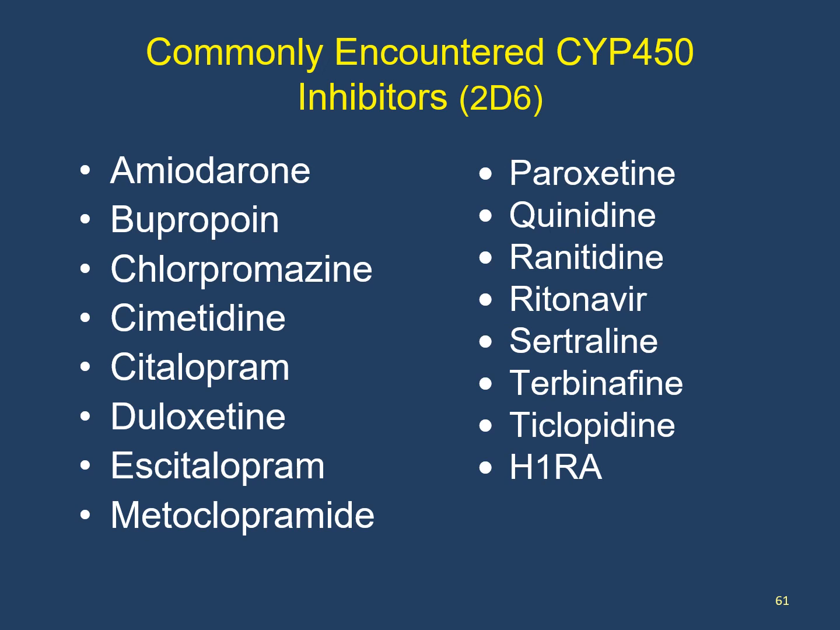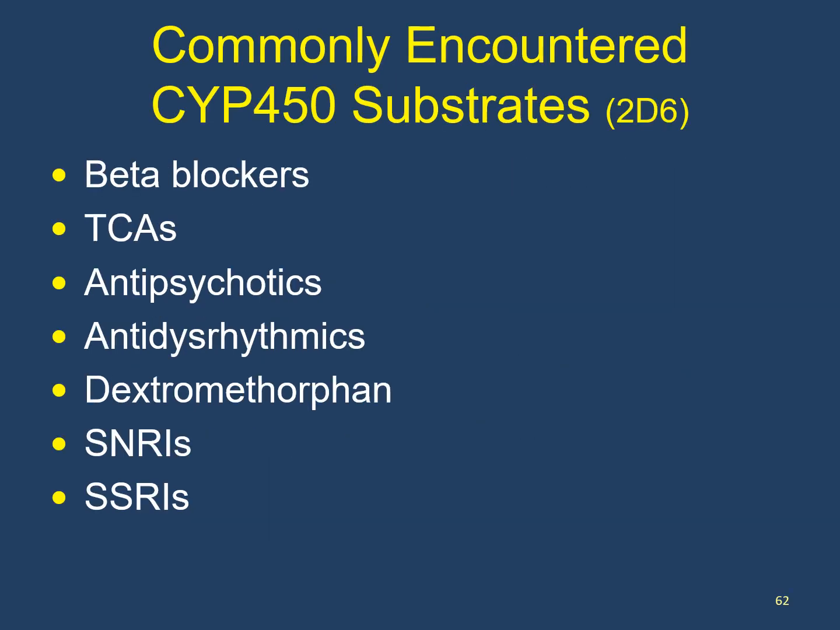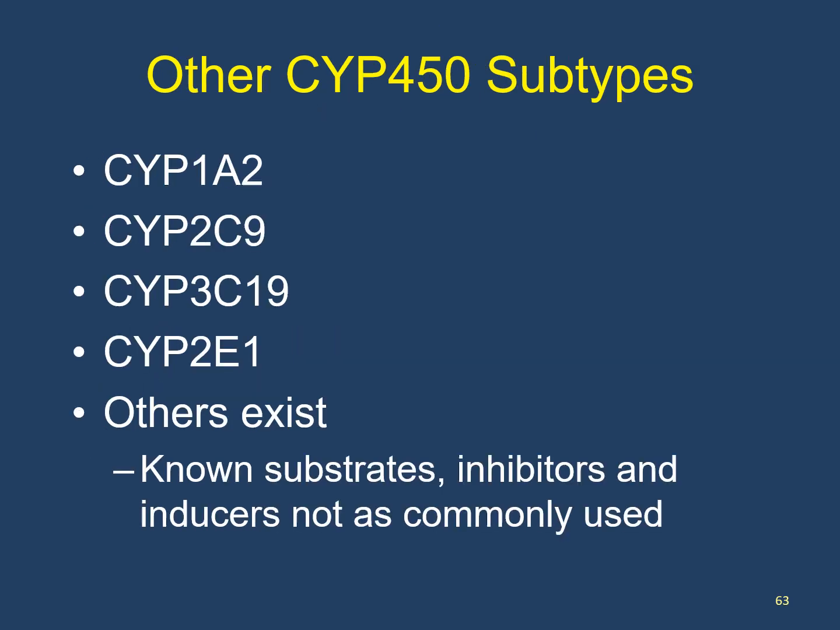Now, these are inhibitors of a different isoenzyme. And yes, there are drugs that inhibit more than one. Like I think we saw amiodarone on the inhibitor list for the 3A4, 5, and 7, and it also inhibits 2D6. These are common substrate. 2D6, very prevalent in psychiatry. And then there are some other subtypes that aren't as prevalent with respect to prescription medications and therapeutic medications, but they do pop up every now and then.